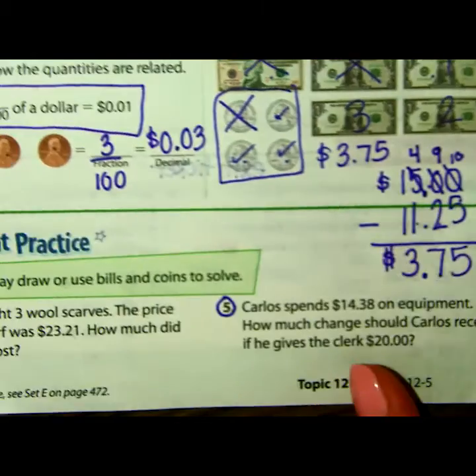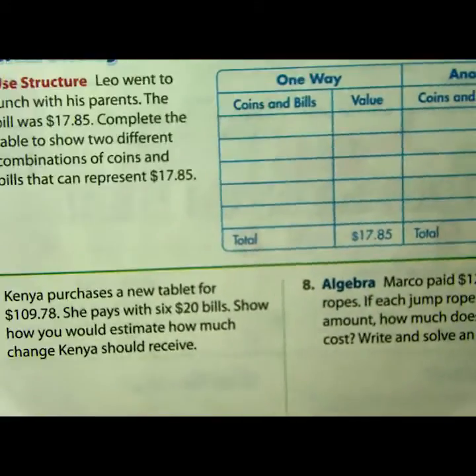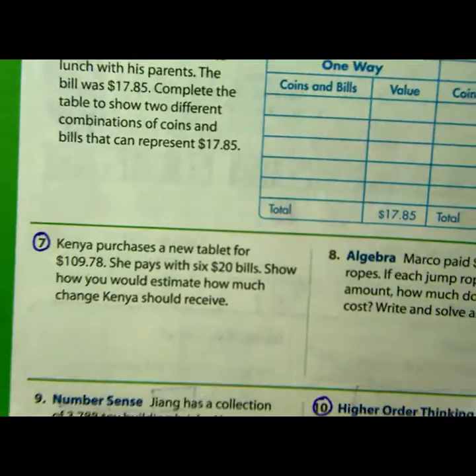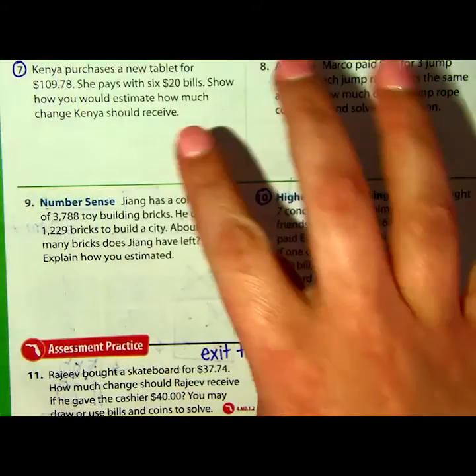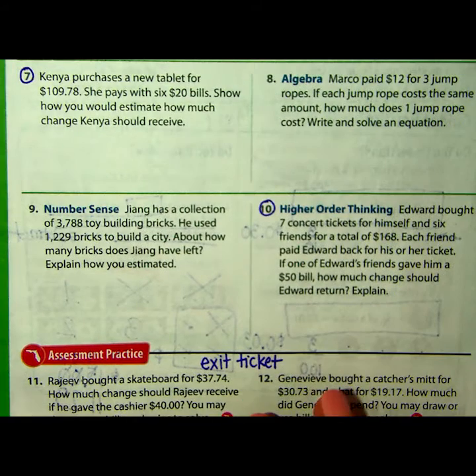Today, you guys have these 2 word problems down here at the bottom, 4 and 5. You're going to turn the page. You don't need to do this one with the table. I don't really like the way that's worded. And you have these problems, 7 through 10, and then you have an exit ticket, a couple exit ticket questions.